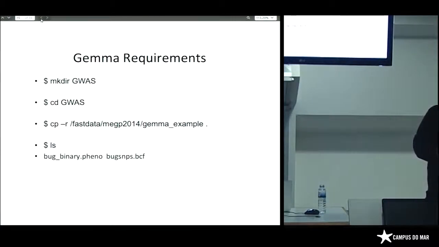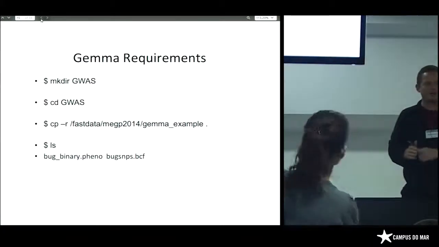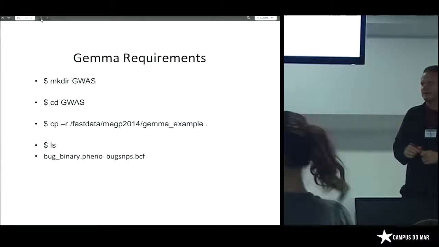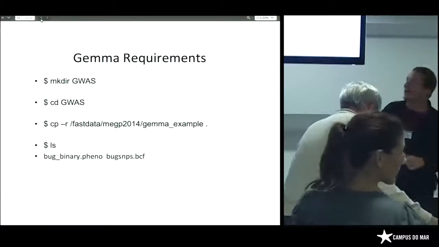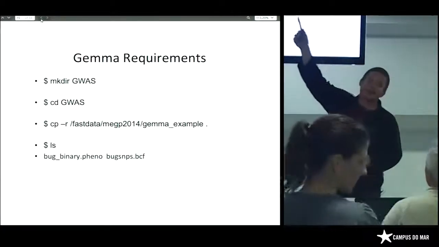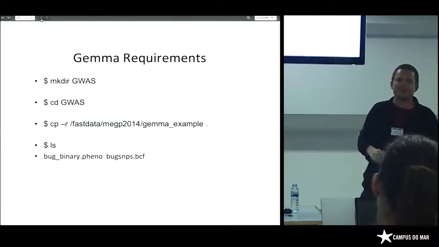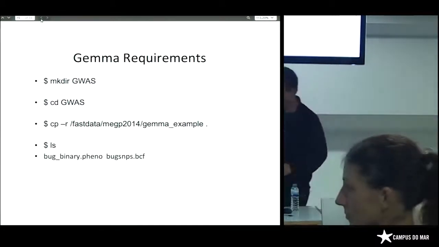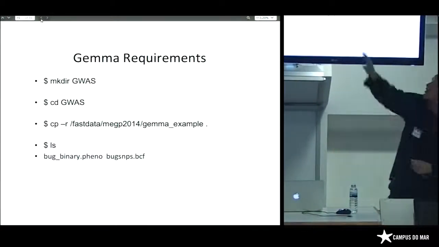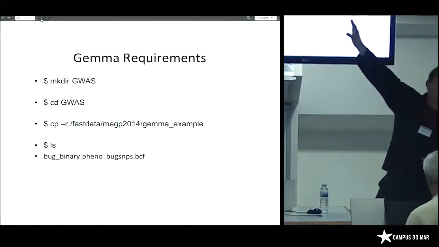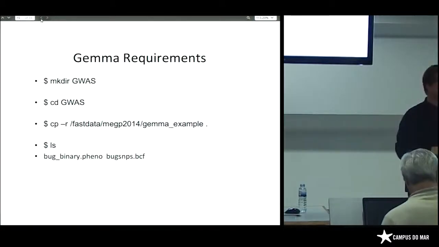Does anybody not have those 2 files? Put your hand up if you have no idea what I'm talking about. Okay, so everybody has those 2 files, and they're in the same folder. And that folder, you can call it whatever you want. If you've called it GEMMA example, it's going to be a lot easier. If you have those 2 files, we're ready to go. You don't need to do the make directory GWAS. Okay? You can if you want to, but you should have already just copied those files across so we could save a couple of minutes.